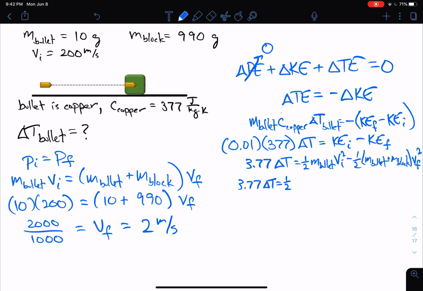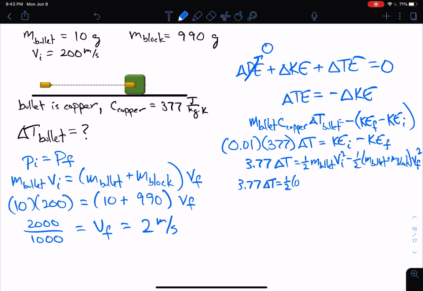And again, although I didn't do this before, I do need to change the mass to kilograms. It all comes back to my unit analysis again. I'm using MKS units, and this time specifically this 377, besides being in terms of kilograms, is in terms of joules, and joules is defined in terms of kilograms. So I need to make sure that my kinetic energies are coming out in joules, which means my mass has to be in kilograms.